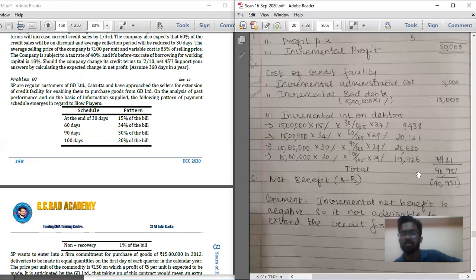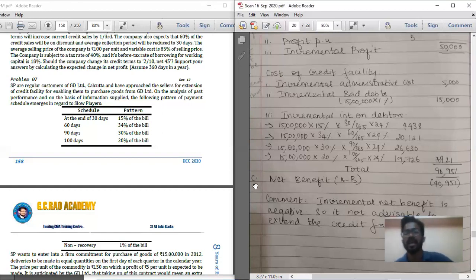So the total amount is 90,915. Below that, underline it, total 90,915. So the cost of credit facility is 90,915.